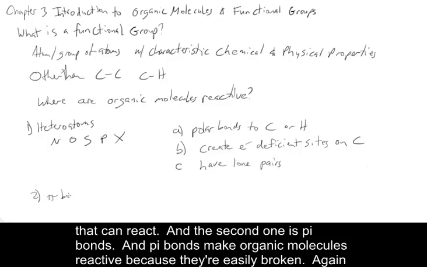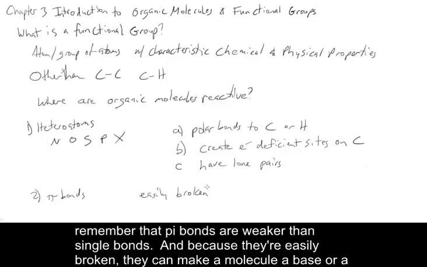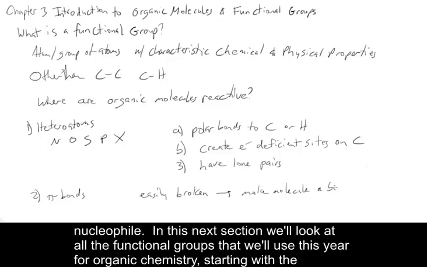And the second one is pi bonds. And pi bonds make organic molecules reactive because they're easily broken. Again, remember that pi bonds are weaker than sigma bonds. And because they're easily broken, they can make a molecule a base or a nucleophile.